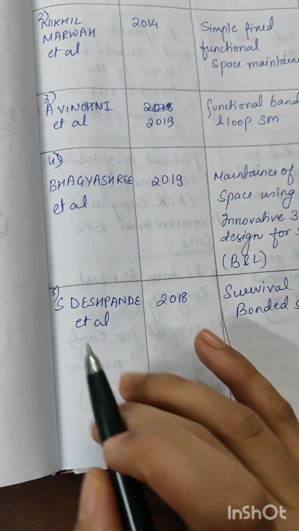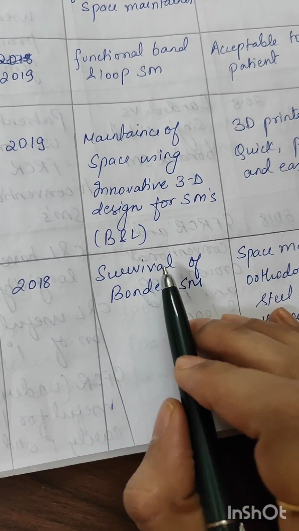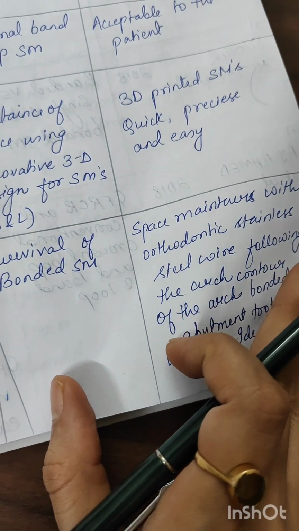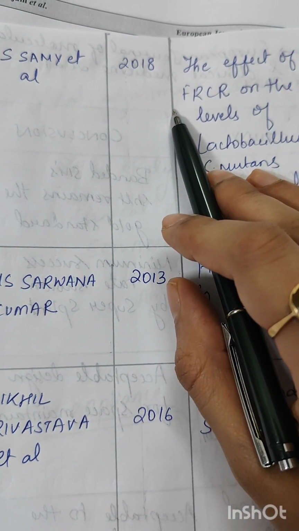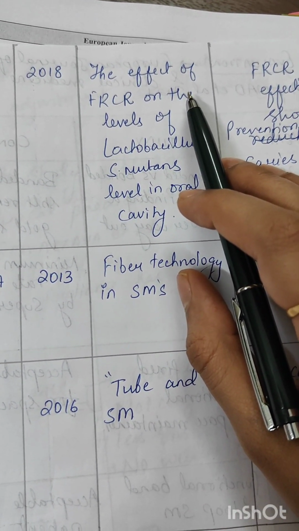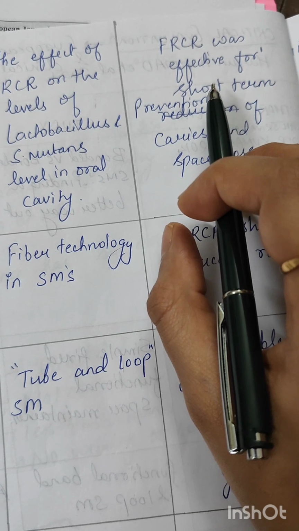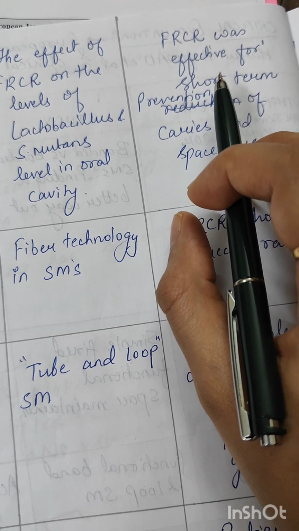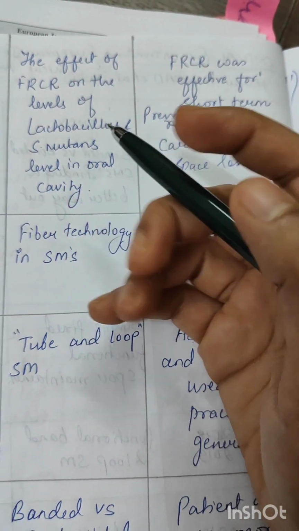Then the next was by S. Deshpande et al. in the year 2018, survival of bonded space maintainer, and he told that the bonded space maintainer, when it adapts well to the teeth, has better survival. Then S. Sami et al. in the year 2018, the effect of fiber reinforced composite resin on the levels of lactobacillus and S. mutans in the saliva, and it concluded that fiber reinforced composite resin for a short duration of time can help in preventing caries as well as reducing the level of lactobacillus and S. mutans.